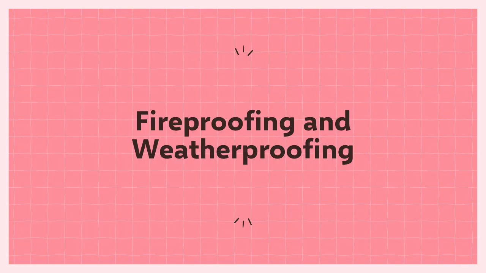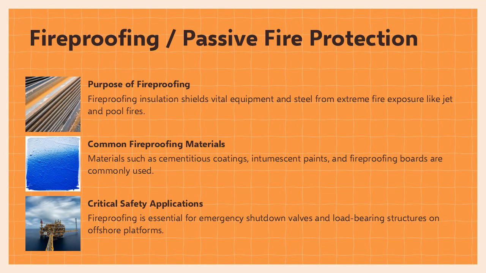Fireproofing or passive fire protection, weatherproofing and cladding. Fireproofing insulation protects critical equipment and structural steel from fire exposure, such as jet fires or pool fires. Materials include cementitious coatings, intumescent paints, and fireproofing boards. These systems are designed to maintain structural integrity and prevent catastrophic failure during emergencies. Fireproofing is mandatory for safety-critical components like emergency shutdown valves and load-bearing structures on offshore platforms.